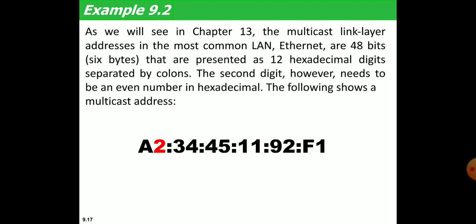So in the given example, the MSB is A2, the first octet is A, the second octet is 2, which is nothing but an even number. If it is an even number, then it is targeted on a multicast group, and the remaining 3 octets from the LSB are targeted on a group of computers. It is actually not targeted on a single computer.